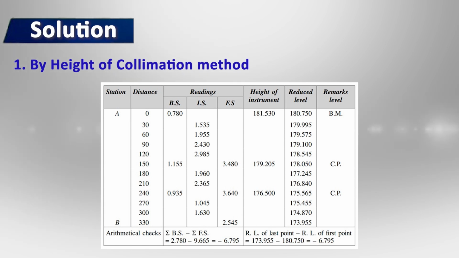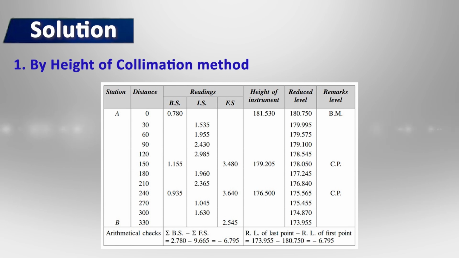So, what we do? We will calculate firstly the height of instrument. So, height of instrument would be the reduced level plus the backsight, that is 180.750 meter plus 0.780 meter, which will result in 181.530 meters. With this height of instrument, we can easily calculate the reduced level up to the point where the instrument has not been changed.